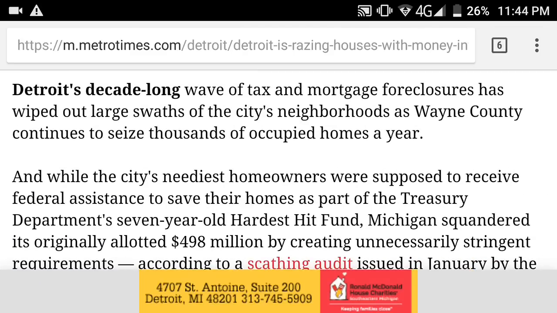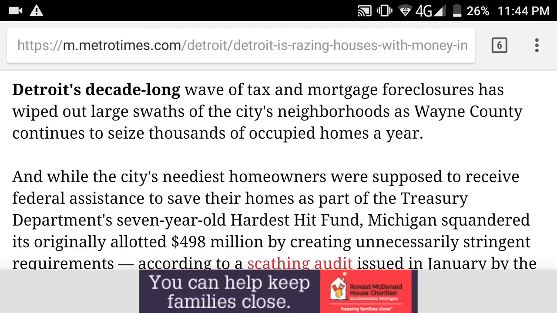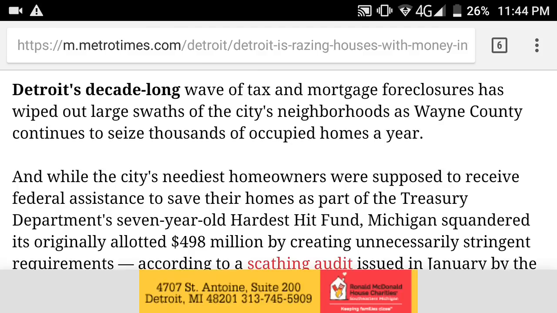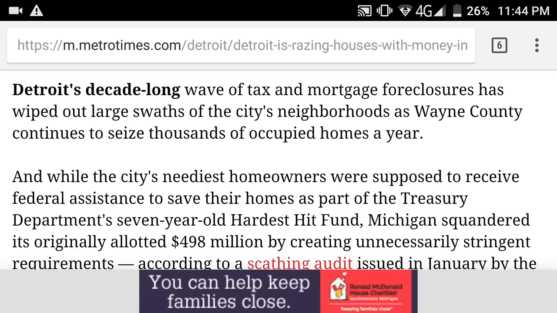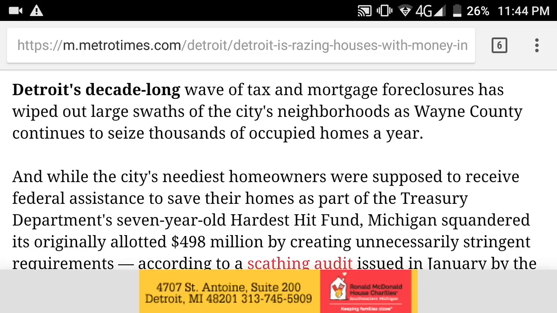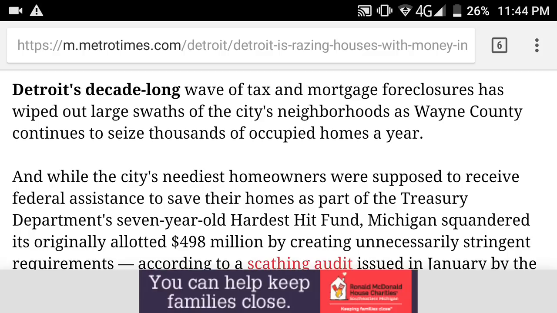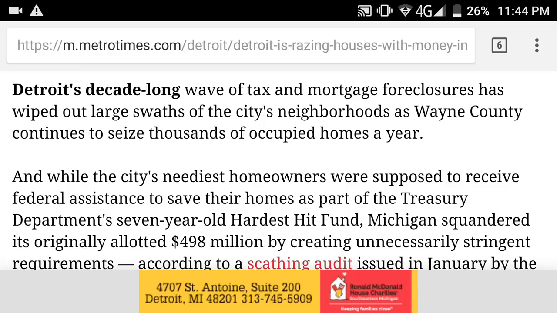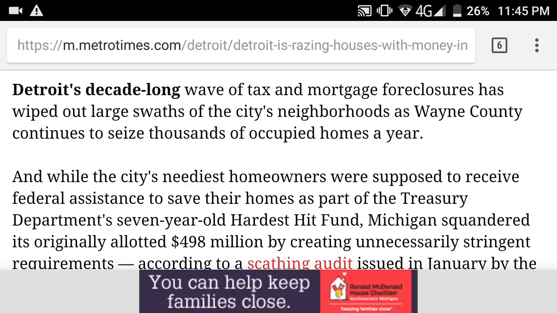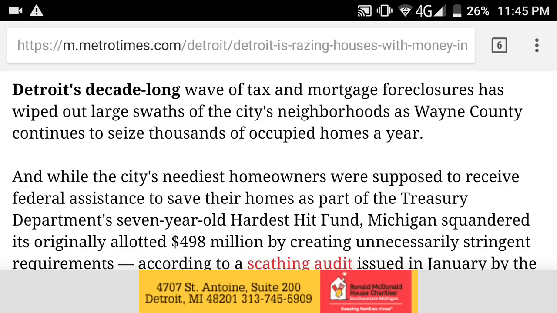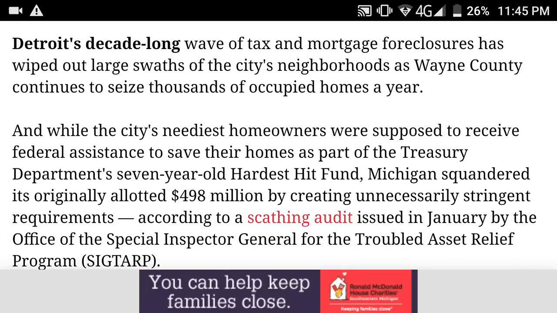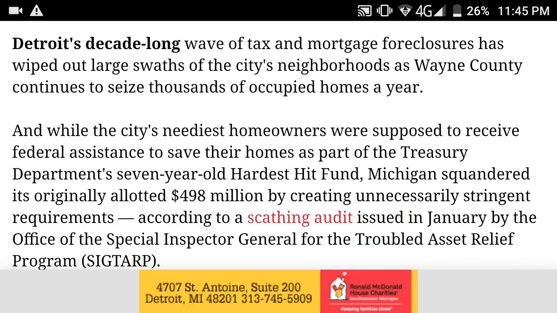We're looking at Detroit. You know the situation in Detroit has become from bad to worse. Look at this. Detroit's decade-long wave of tax and mortgage foreclosures has wiped out large swaths of the city's neighborhoods as Wayne County continues to seize thousands of occupied homes a year. All right, now check this out. And while the city's neediest homeowners were supposed to receive federal assistance to save their homes as part of the Treasury Department's fund, it squandered its original allotted $500 million by creating unnecessarily stringent requirements. So people who should be getting the funds aren't getting the funds.